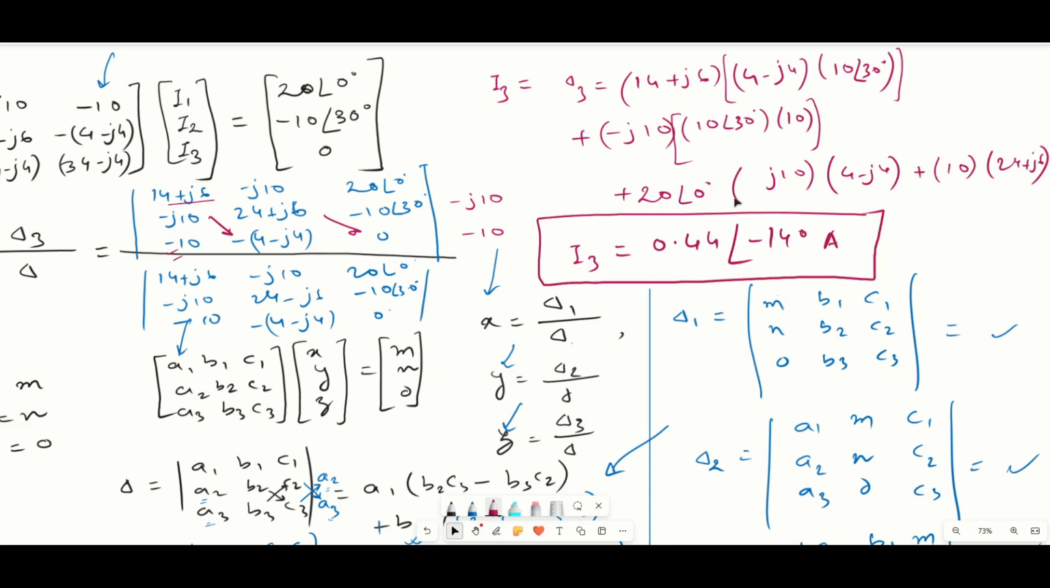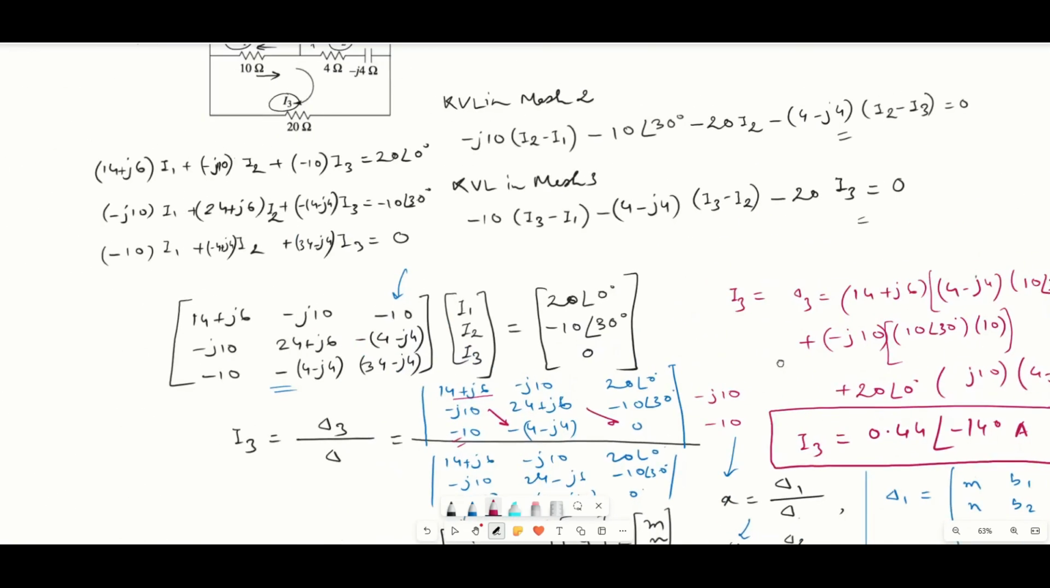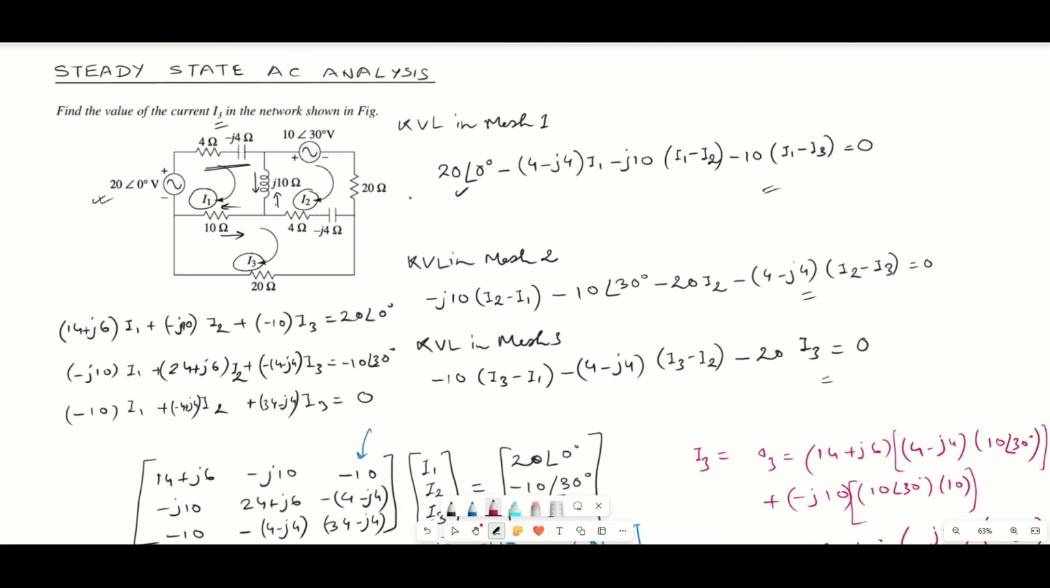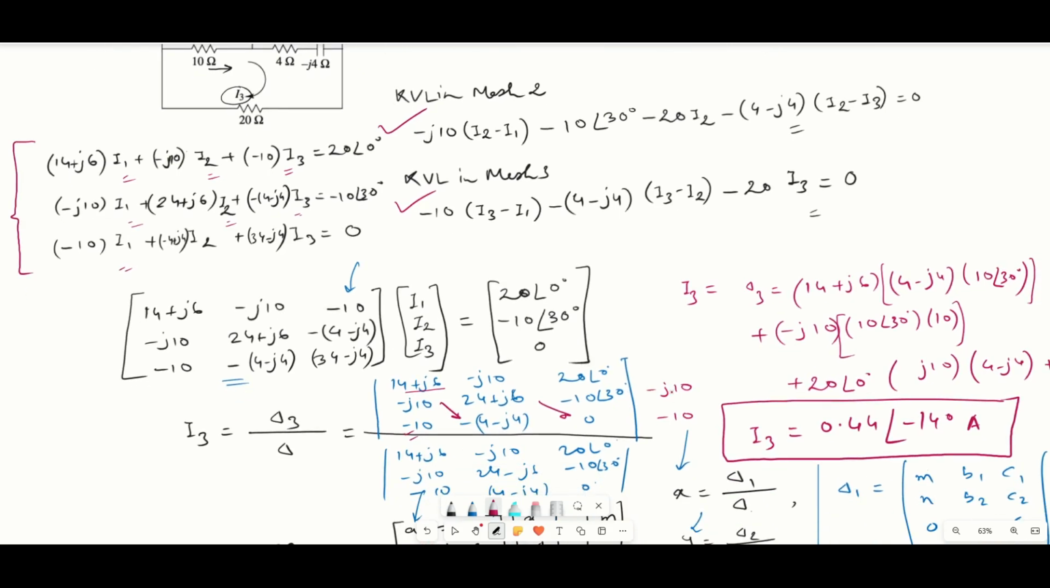So I hope you have understood how to solve this type of numerical. Let me explain again. First, we have written the KVL equations: first equation, second equation and third equation. Then we have determined the corresponding equation with respect to I1, I2, I3 format. Then putting the variables in the matrix form, the equation can be written in this format. Then we determine I3 by determining delta 3 by delta.